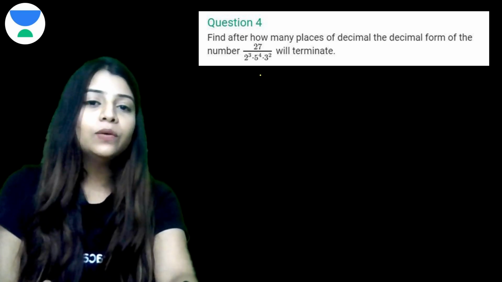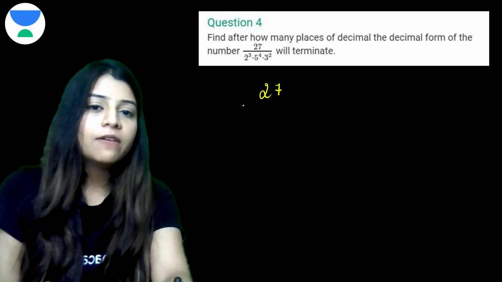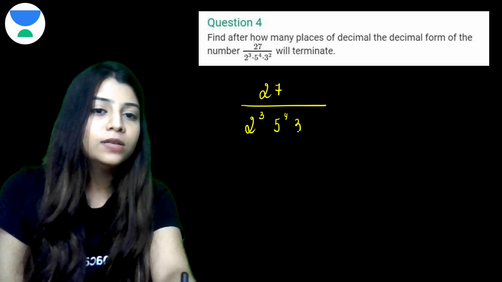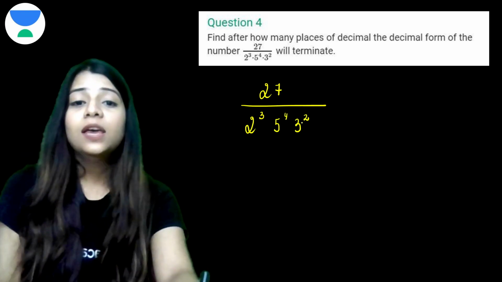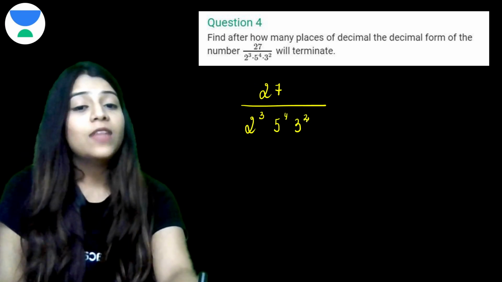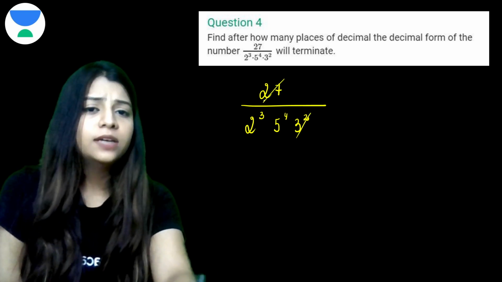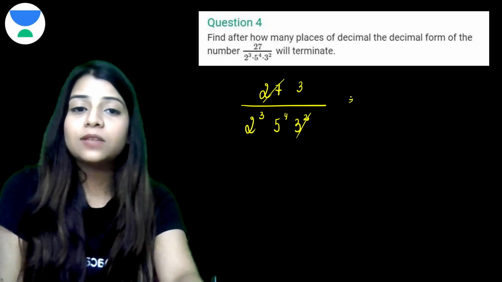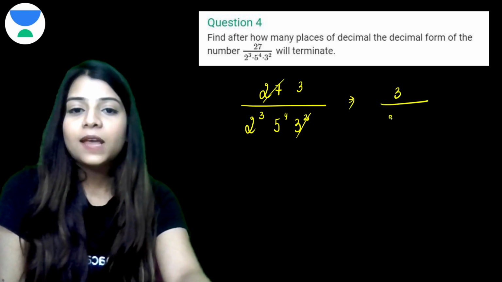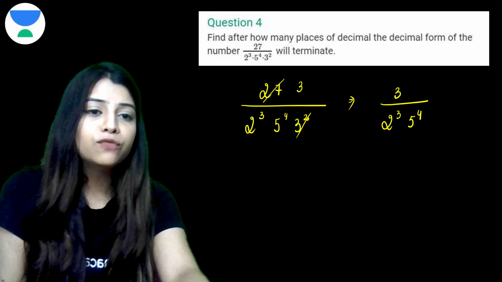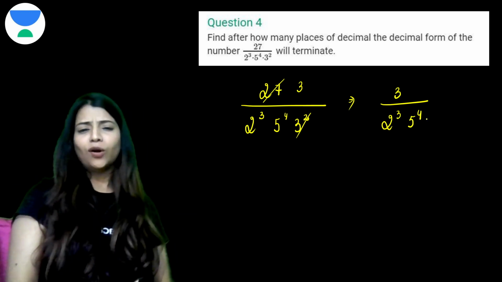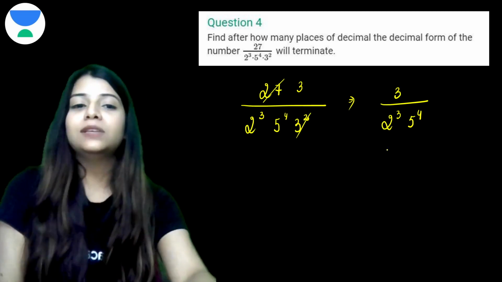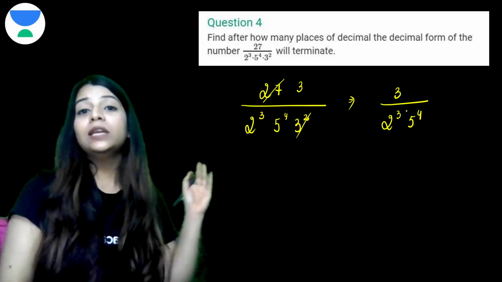But wait, what we can do over here is, the numerator is 27, and the denominator says 2³, 5⁴, and 3². I can actually cancel out 27 with 3², that is 3² is 9, and 9 threes are 27, right? So this expression becomes 3 upon 2³ times 5⁴. Now, do I have to calculate everything and then divide? No, I just have to see which is the highest degree in the denominator.